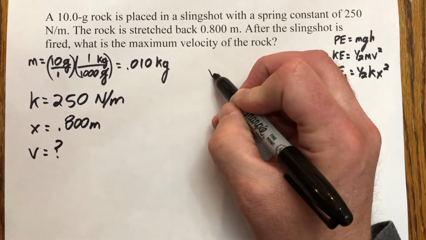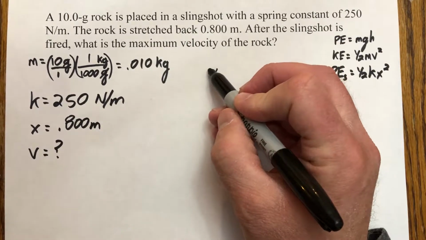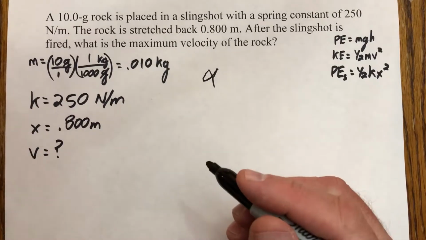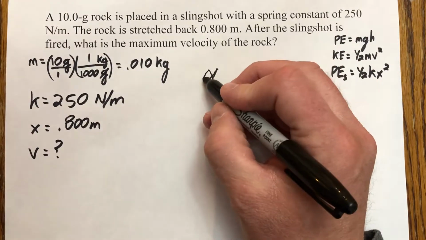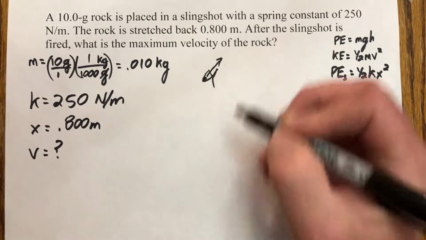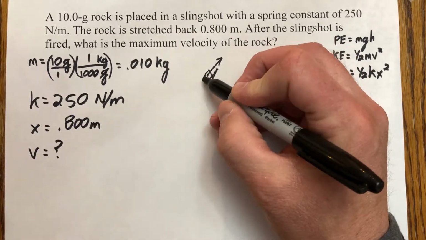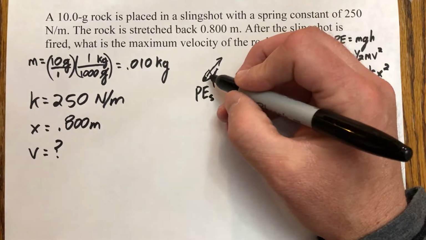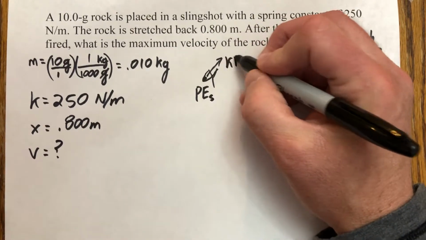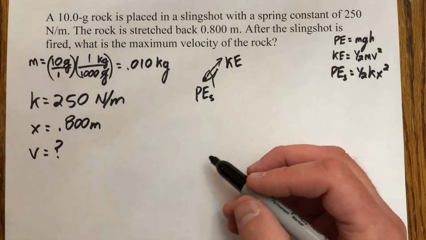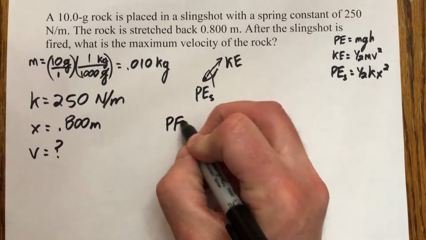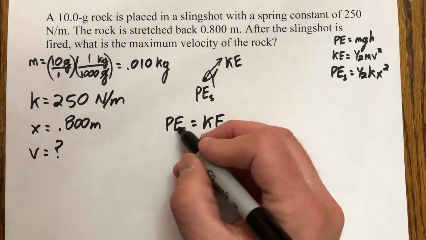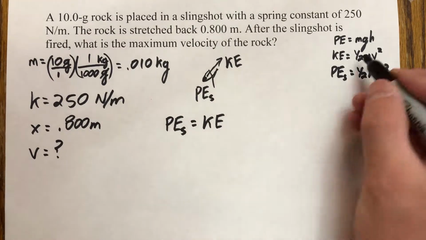So we have a little picture here kind of showing us what's going on. We have a slingshot being pulled back, the rock's here, and we're gonna shoot it forward like this, okay? When the rock is pulled back, all of the energy is potential spring energy. And when it's released and the rock is now launched, all of the energy becomes kinetic. So that's our relationship. The potential energy of the spring has to equal the kinetic energy of the rock when it flies.